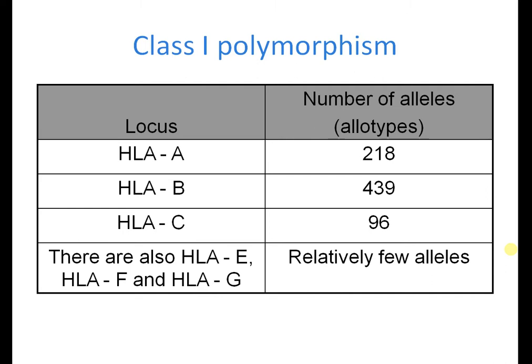This is class 1 polymorphism: human leukocyte antigens A, B, C. There are also human leukocyte antigens E, F, and G, for which relatively few alleles are present.